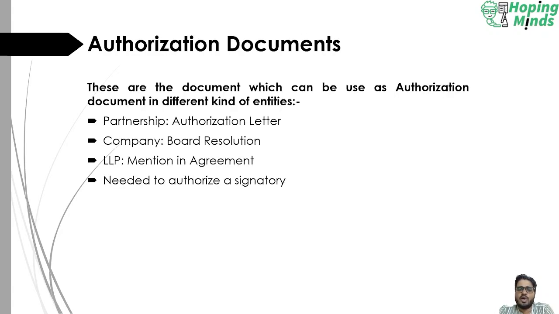Then comes the authorization documents. These are the documents which can be used as authorization document in different kind of entities. Like for partnership, it can be an authorization letter issued in the name of a partner. Then in case of business, it has to be a board resolution. Then LLP, it should be mentioned in the agreement. Then in case of trust and societies, it could be a resolution. So it is needed to authorize a signatory.